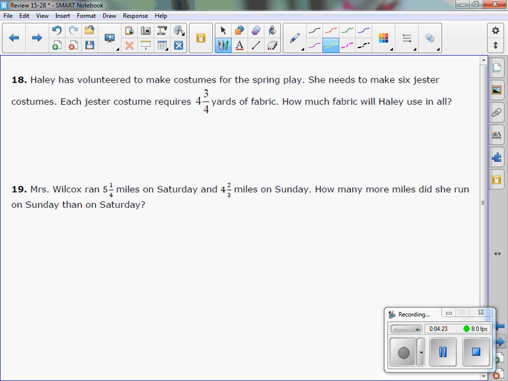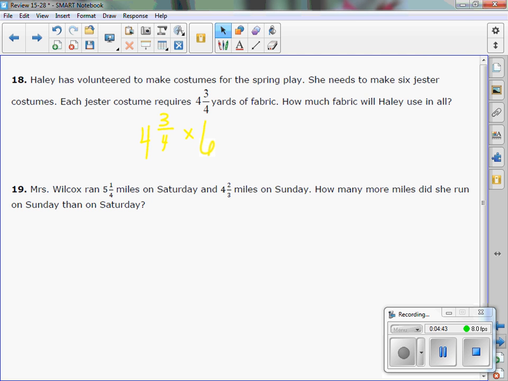Number 18, Haley has volunteered to make costumes for the spring play. She needs to make 6 Jester costumes. Each Jester costume requires 4 3/4 yards of fabric. How much fabric will Haley use in all? So if each one takes 4 3/4, I need to multiply by 6 to find out how much I need for all 6 of them.